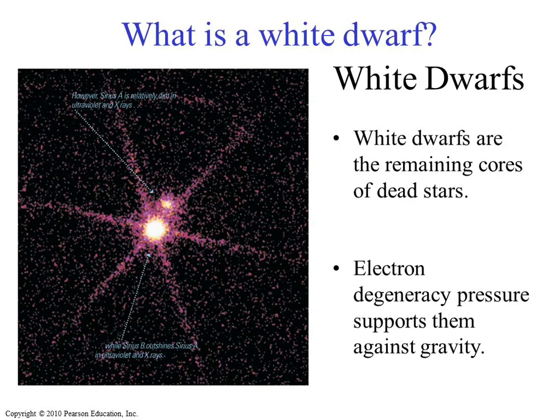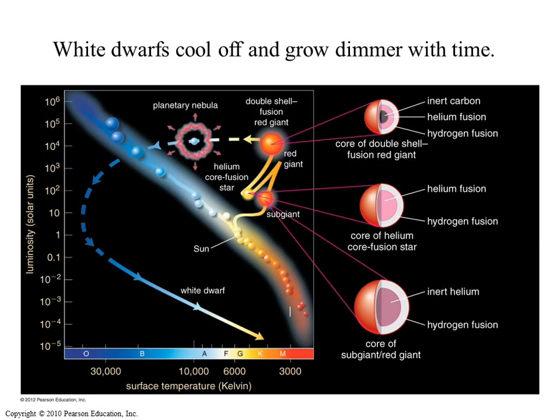So this probably looks familiar. As a star lives its life, just a single star, it starts out on the main sequence, and this is showing you that a star the size of our sun is going to ultimately end up as a white dwarf, and it shows you that pattern again.